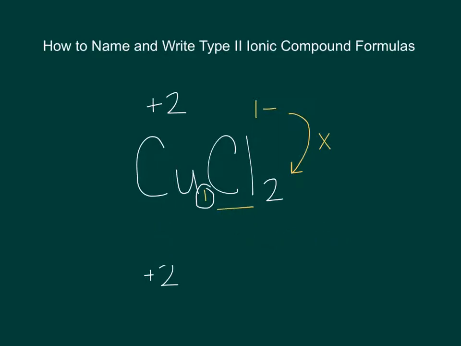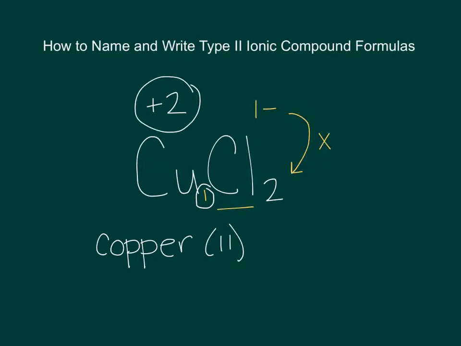How do we name it then? That part's actually pretty straightforward. We're going to say the name of the element, copper, and then using Roman numerals, we're going to state the charge of the ion. So this is copper 2, so Roman numeral 2. And then we're going to write down the anion as we have done in the past with type 1. So we change the name chlorine to chloride, just taking off that INE ending of chlorine and changing it to IDE.